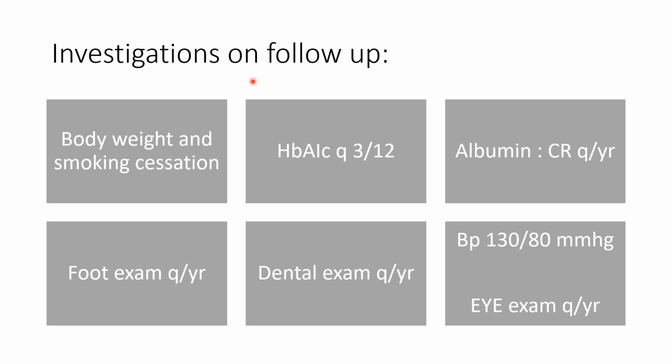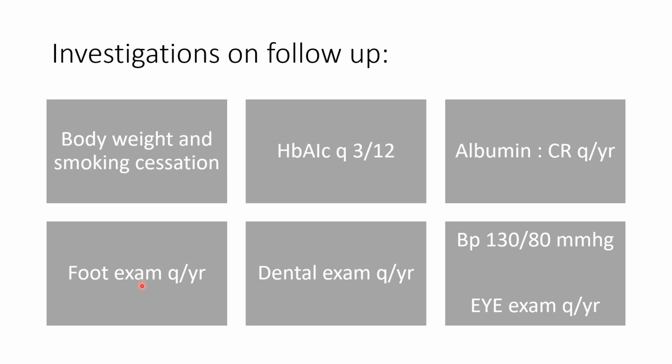Investigations to be done on follow-up. This is one of the questions that will come up in some medical exams. Body weight and smoking cessation. We must be measuring the weight in type 2 and keep on counseling on smoking cessation, okay? Hemoglobin A1C every 3 months. Albumin to creatinine ratio for renal function every year.